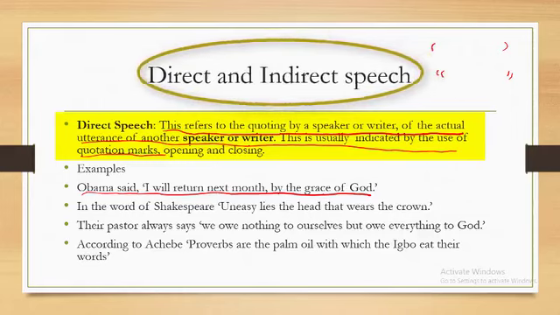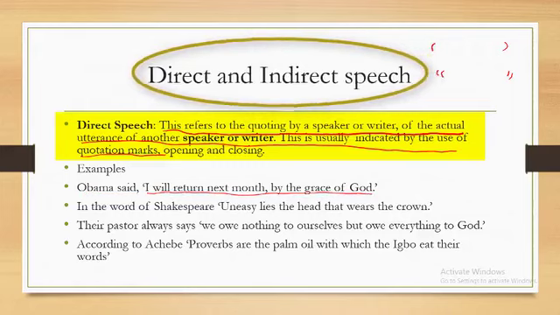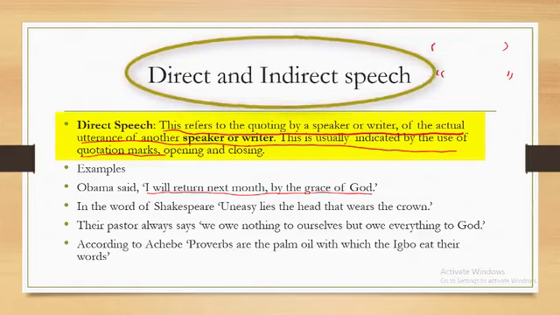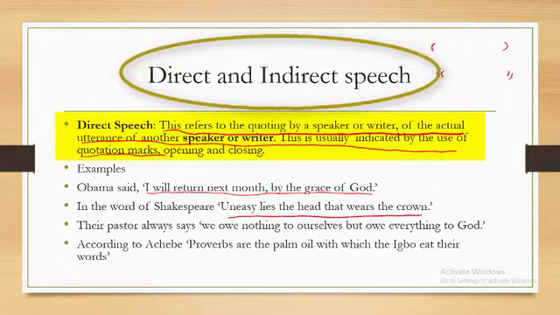So these words in quotation marks are examples of what you call a direct speech. The words in quotation marks I will refer to as a direct speech. In the words of Shakespeare, he says, "Uneasy lies the head that wears the crown."